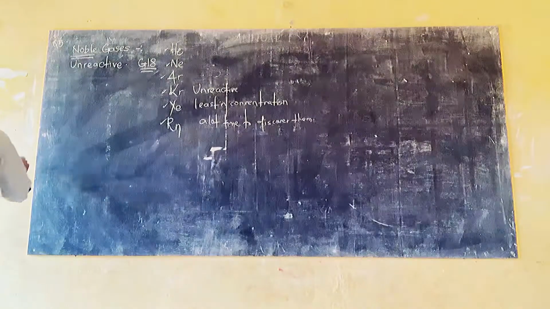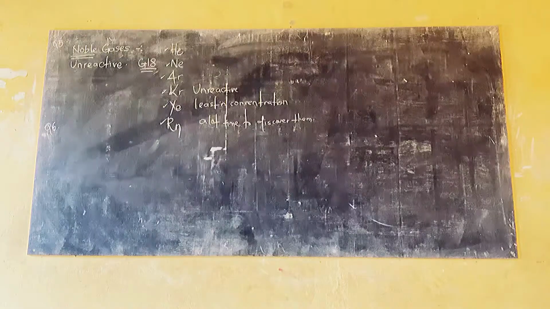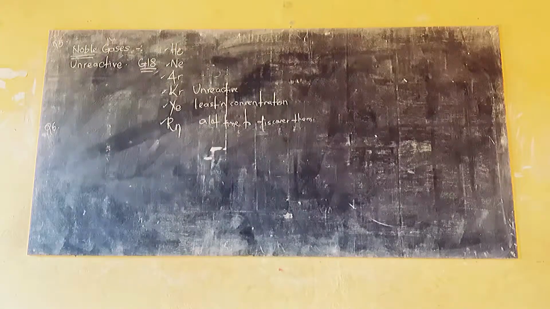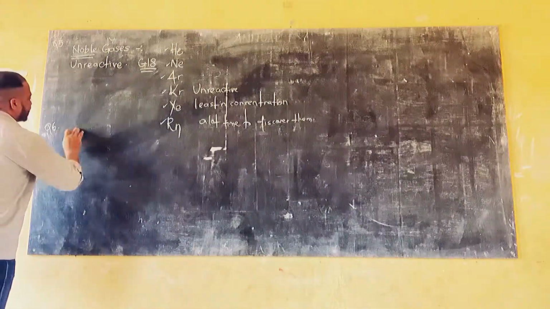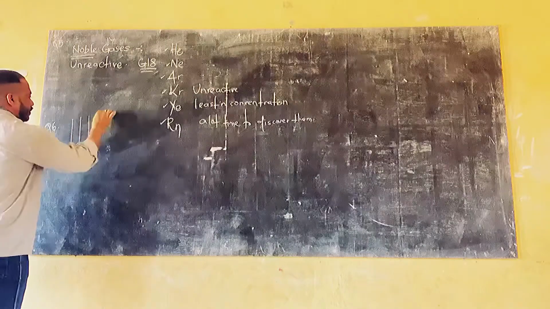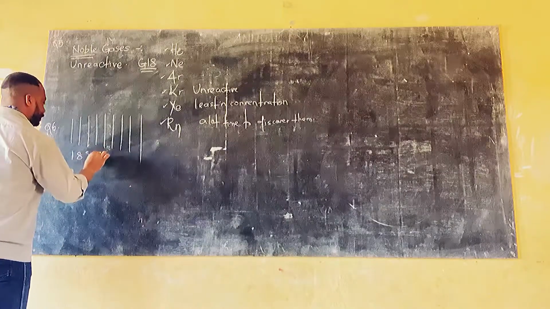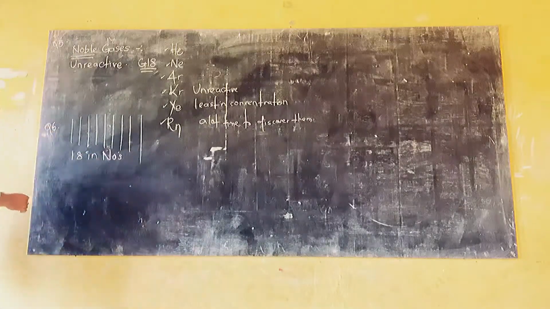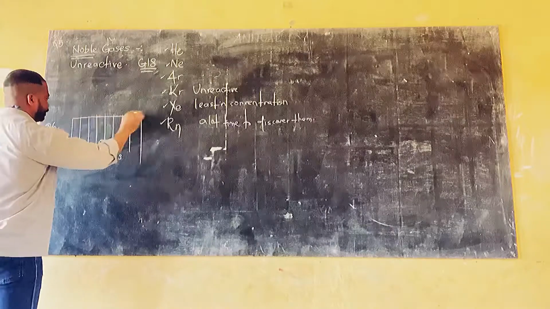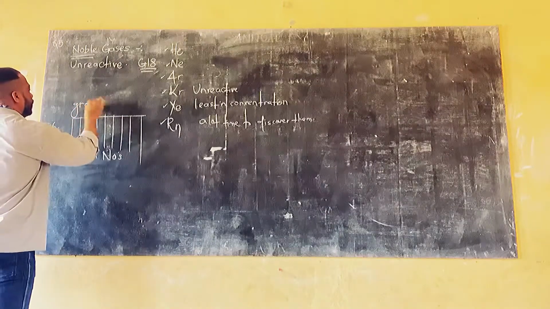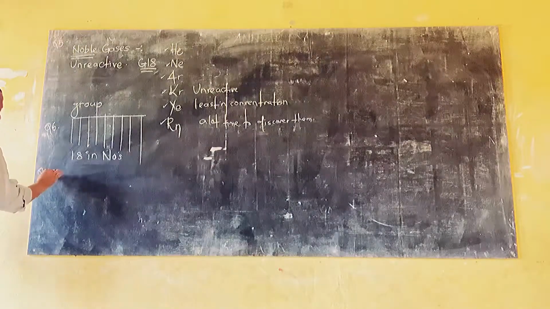Now, question number 6. How many vertical columns are there in the modern periodic table and what are they called? It asks how many vertical columns. So these are the vertical columns. How many are there? They are 18 in number. And the specified name for the column is group. We call these vertical columns groups.